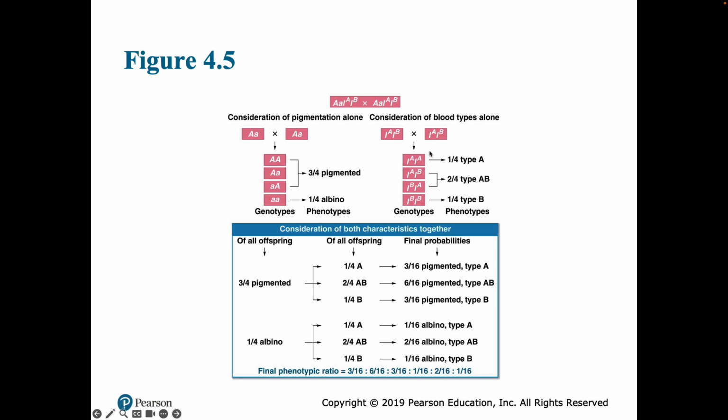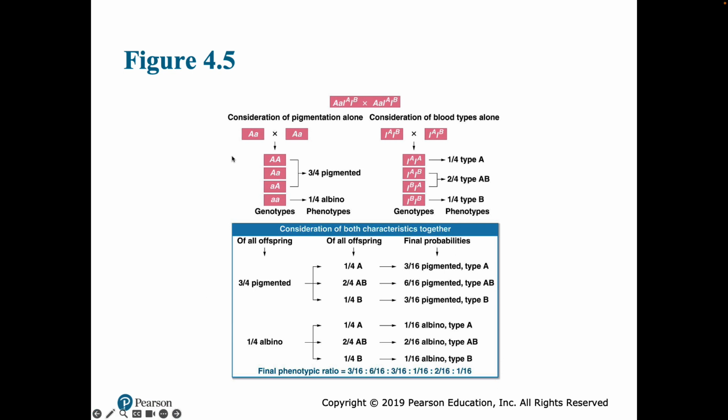When we look at the blood type, again, they're heterozygous, but because A and B are codominant to one another, the heterozygote will express both phenotypes. So you have type A, type B, and then type AB. So in order to calculate the probability of the phenotypes, and by that I mean pigmented with what blood type, albino with what blood type, you do one of these charts like we've done before.